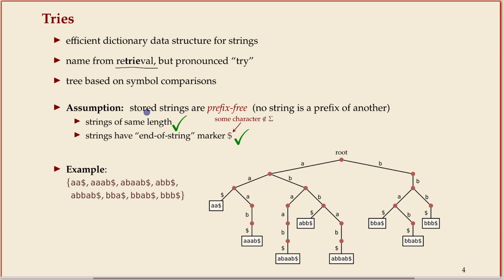So to make that clean and nice, we'll make an assumption about the set of keys that we store. You can work around this, but for this unit, it's not necessary. It's the most convenient way to do it anyways, and it's also not usually a problem. So we make the assumption that our set of strings is prefix free. So no string is a strict prefix of another one.